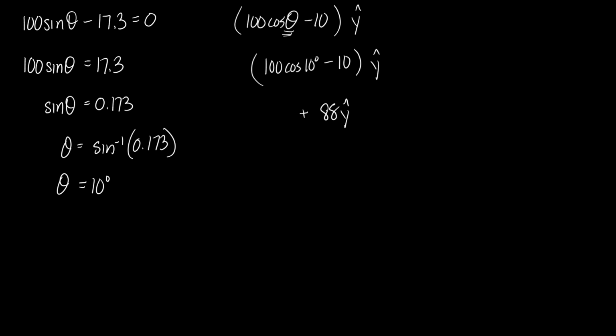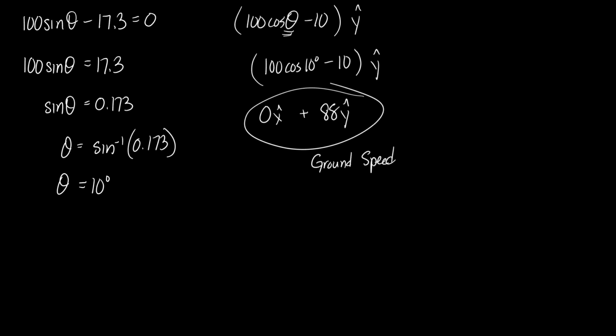Now, the plane, that's its ground speed. We forced the direction of the plane to be due north, which is why it's got 0 in the x direction. That resulted in a y component that is 88 meters per second in the y direction. In fact, the plane at the end of the day is going 88 meters per second due north. It needed to be due north. It's the only way for it to land on the runway. So it's traveling due north.